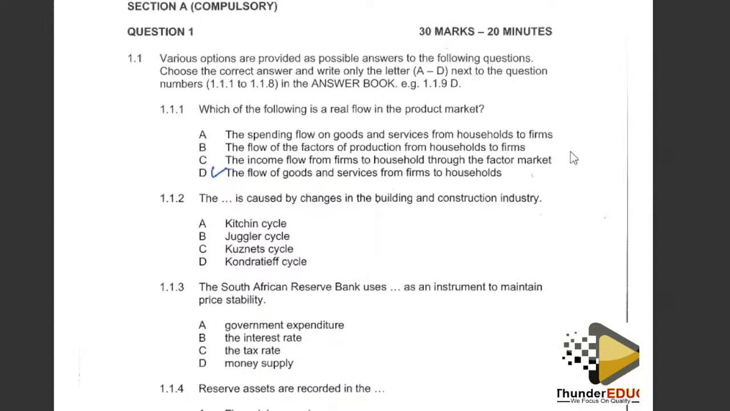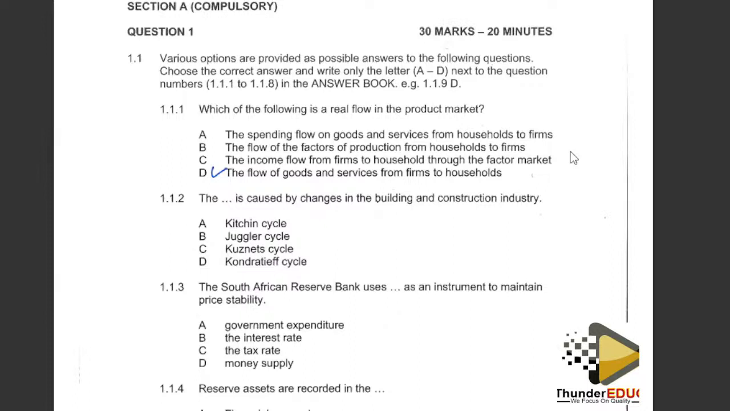Okay, right. So now moving on to the next question, which is 1.1.2. It reads as follows: The dash is caused by changes in the building and construction industry. So now, if you check the key concept in this question, we have construction industry. And what is this industry? Industry here, we refer to a group of firms that sell the same product, or a group of firms that sell the same goods as well as services.